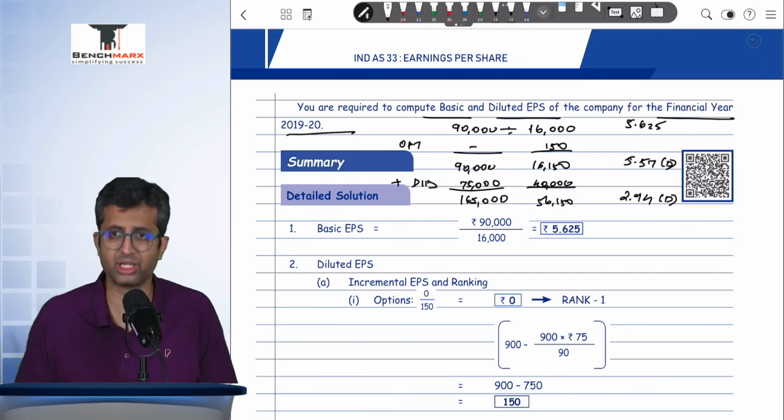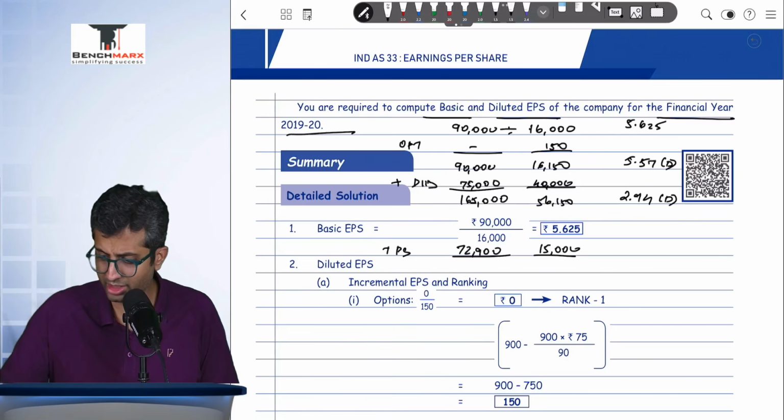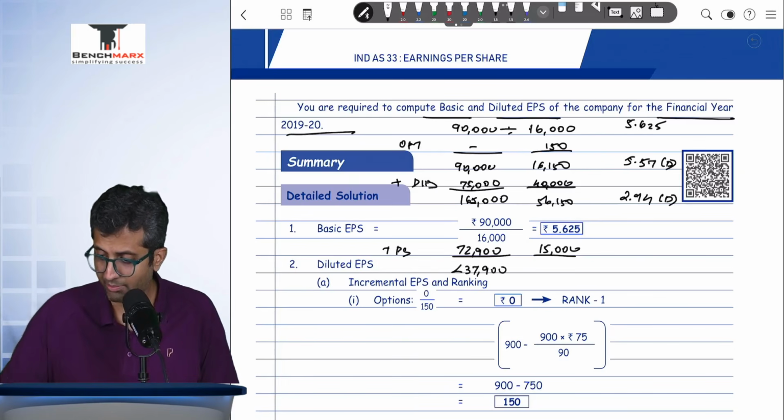Again, this is lower, and hence this is dilutive. Further, I will now add preference shares. This is 72,900, and there is a 15,000 further increase. So this is probably 165, and 72,900 comes to around 2,37,900, and you will divide this by around 71,150 shares. So 237,900 divided by 71,150 is 3.34.